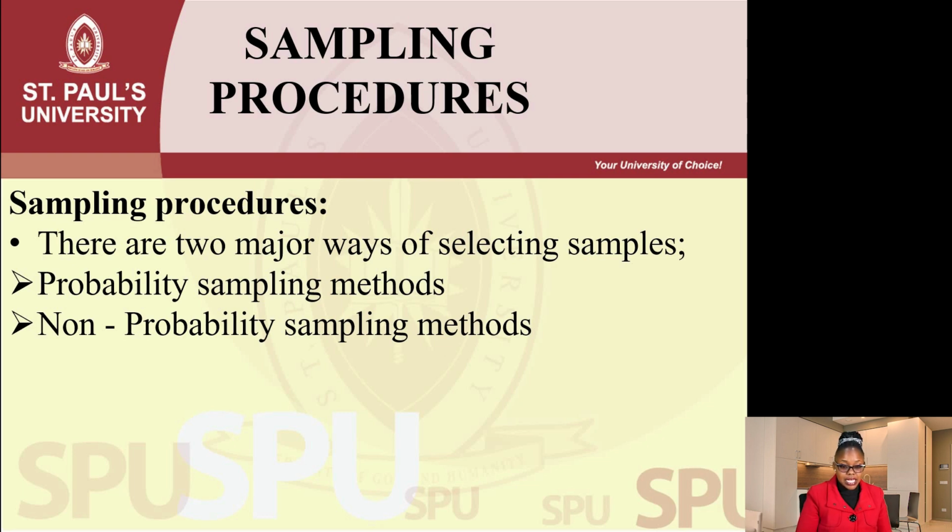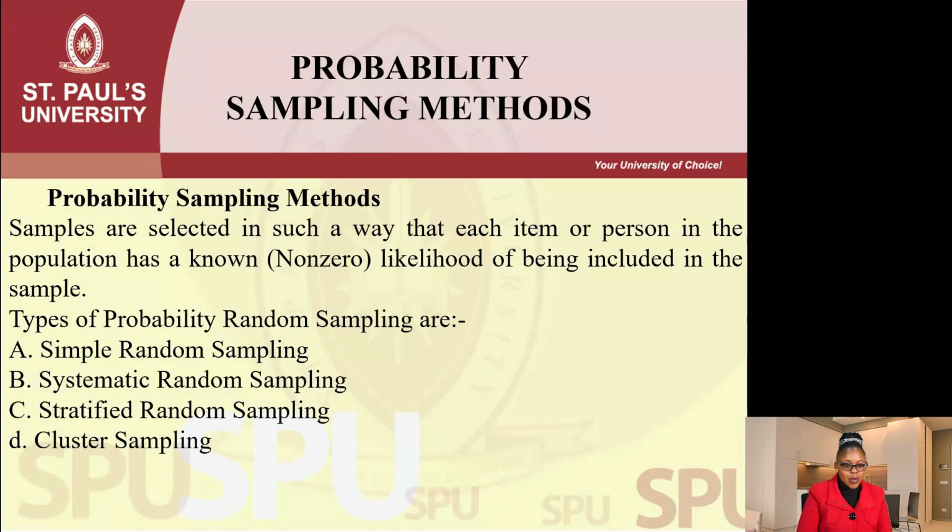So there are two major ways. And again, just like I said at the beginning of this class, we learn about the two types so that you can know, for my research, which one can I apply? Because not all researchers can apply any kind of sampling technique. So you need to know which one applies where. So we'll start with one, the probability sampling method.